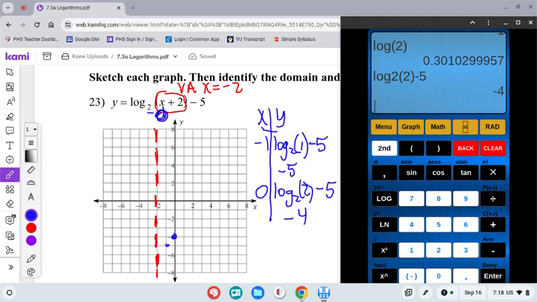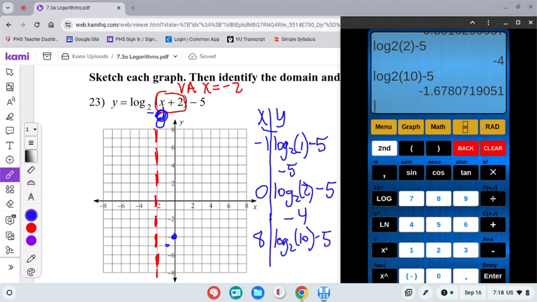Let's do 8. Okay. If I plug in an 8 right here, 8 plus 2 is 10. So that's going to say log base 2 of 10 minus 5. Log 2 of 10 minus 5. Ooh, is that right? Negative 1.7. 8, comma, negative 1.7. Yeah, I guess that could be right. Like this.